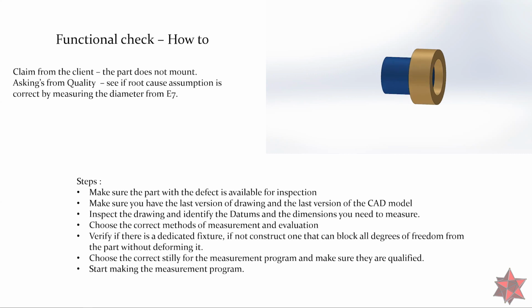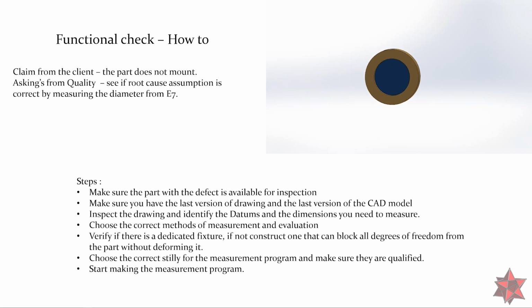Inspect the drawing and identify the datums and the dimensions you need to measure. Choose the correct methods of measurement and evaluation. Verify if there is a dedicated fixture. If there is none, then construct one that blocks all degrees of freedom of the part without deforming it. Choose the correct styli for the measurement program and make sure they are qualified, and start making the measuring program.